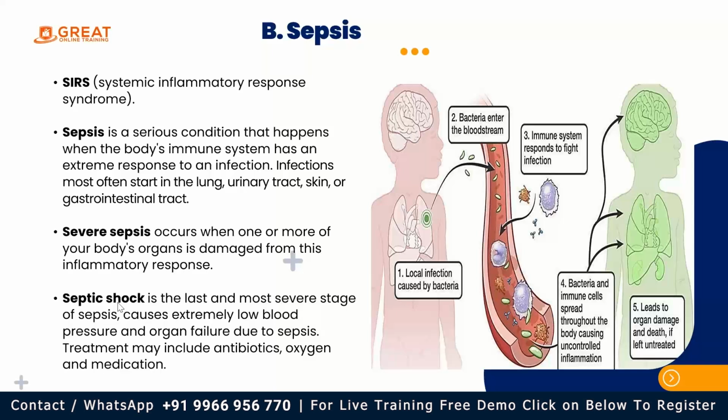And the last term is septic shock. It is the last and most severe stage of sepsis, causing extremely low blood pressure and organ failure due to sepsis. Treatment may include antibiotics, oxygen, and medication. That's why it is very important to treat sepsis at the early stage only.